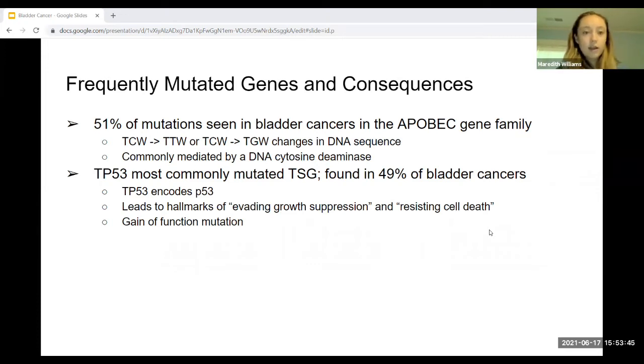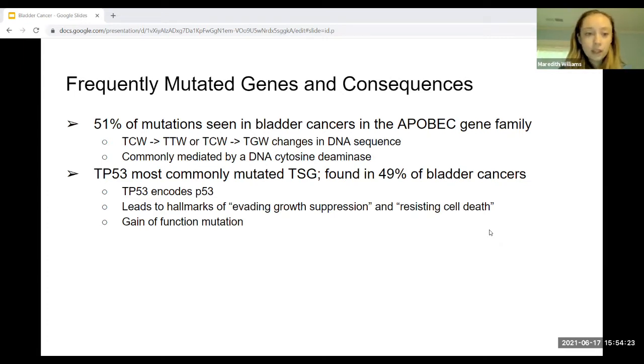And then TP53 is the most commonly mutated TSG associated with this cancer, and it was found in about 49% of bladder cancers. TP53 encodes P53, and P53 functions as a tumor suppressor gene that stops the cell cycle. If something's not right with the proliferating cell, it puts it into that G0 phase. And then if the cell does not fix the issue and tries to go past that checkpoint, P53 will signal for it to go through apoptosis and commit cell death.